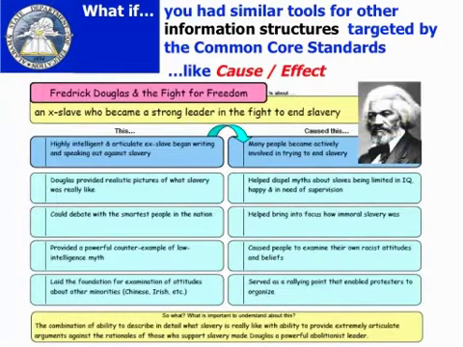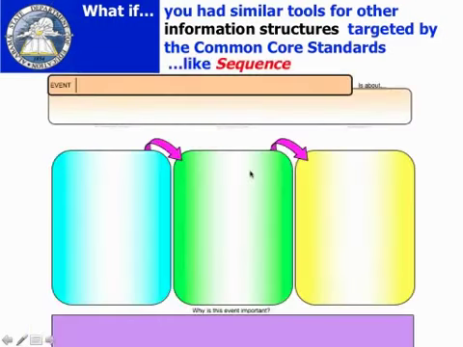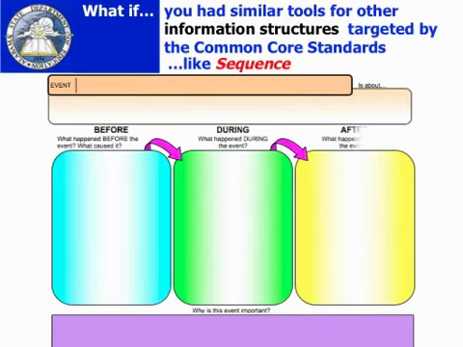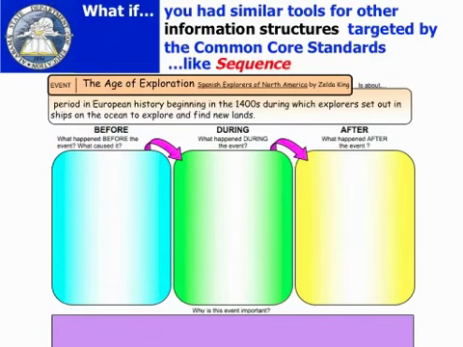Here's one a little more sophisticated for intermediate grades, Frederick Douglass and the Fight for Freedom. This caused this. Here's an example of one for high school in sequence. Before, what happened before the event, then what caused it, what happened during it, and what happened after it, as in the age of exploration.